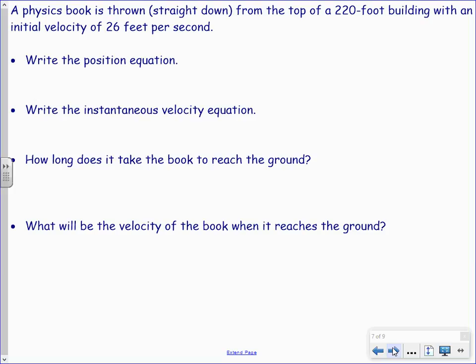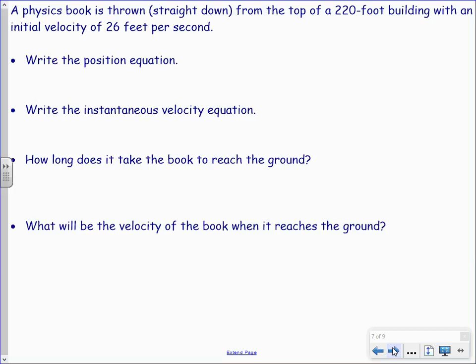So, a physics book is dropped from the top of a 220-foot building with initial, well, I guess it's thrown straight down with an initial velocity of 26 feet per second.